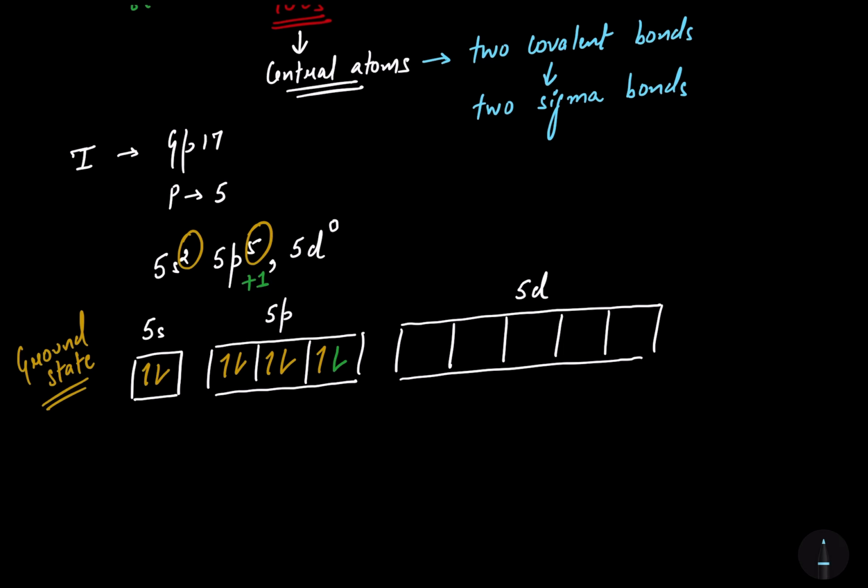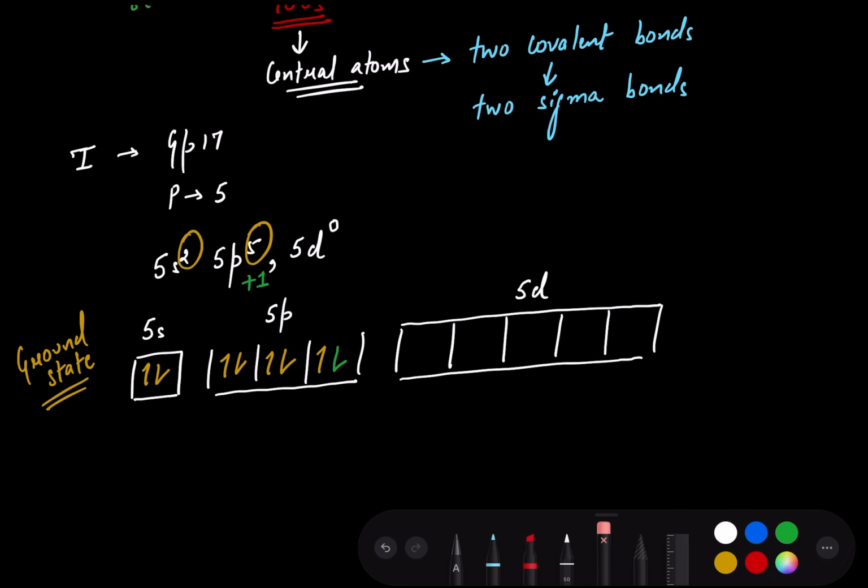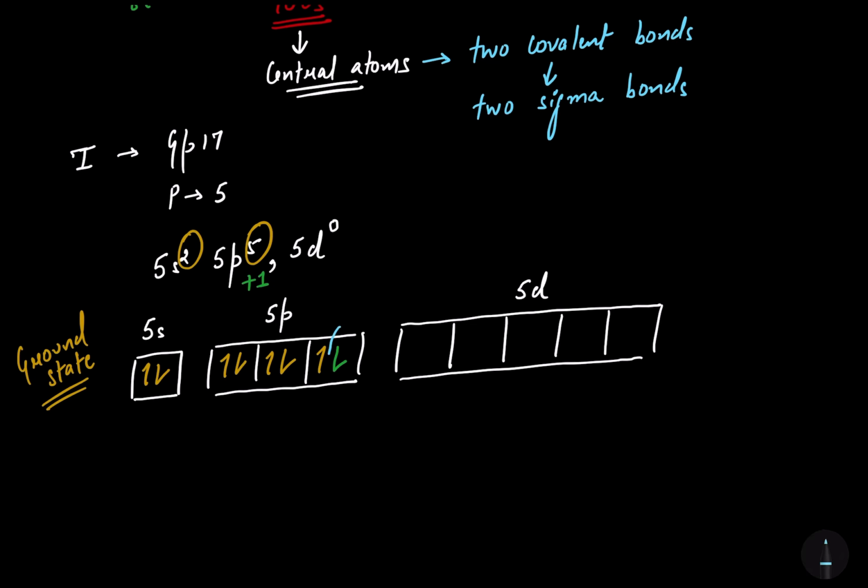I am repeating it again. For the formation of 2 sigma bonds, the middle iodine must have 2 atomic orbitals containing 1 electron each, which can have the head-on overlap with the atomic orbitals of the other 2 iodines for the formation of 2 sigma bonds. So here what's going to happen? The 1 electron from 5p is going to be excited from 5p to the 5d orbital.